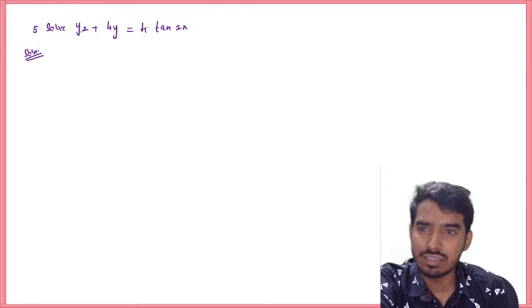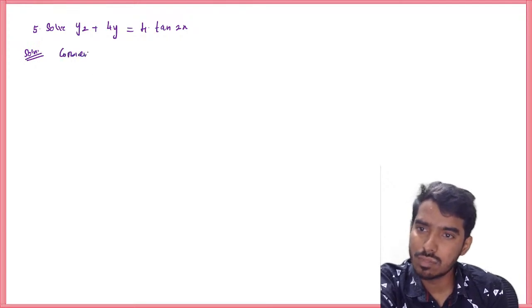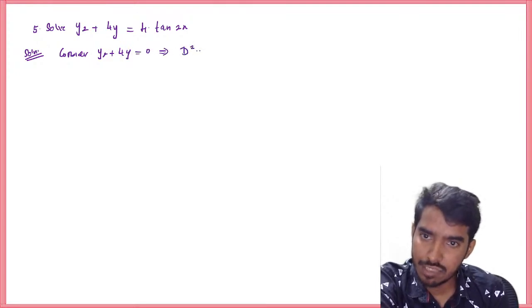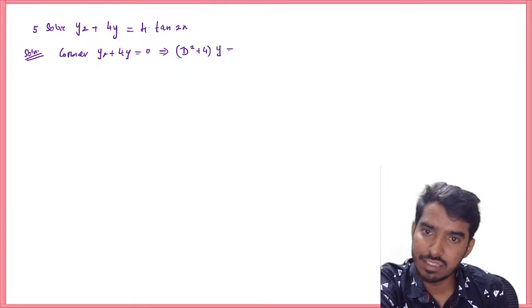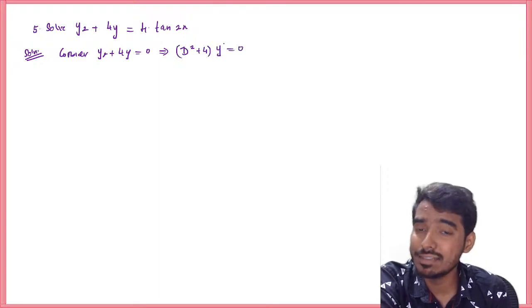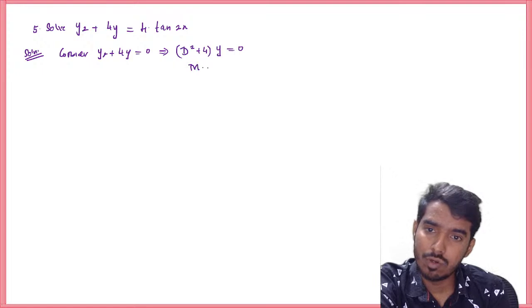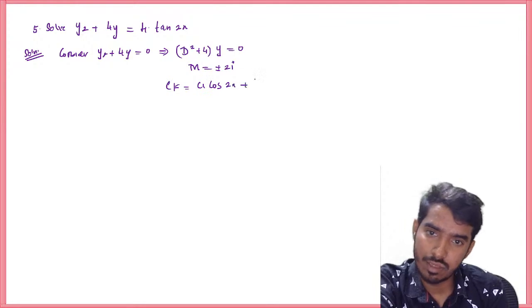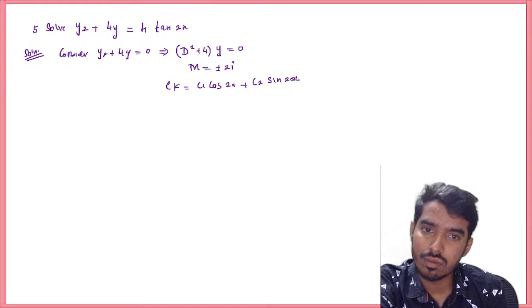I'm going to do this very fast, right? So consider y'' + 4y = 0. That means we have (D² + 4)y = 0. What is D? D is d/dx. So we have m = ±2i. So your CF is C1 cos 2x + C2 sin 2x, right?